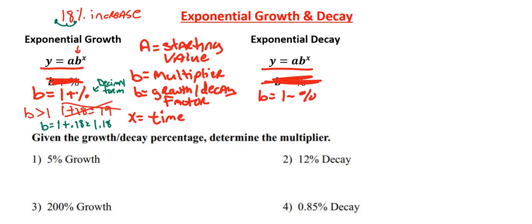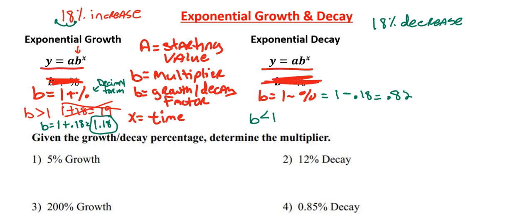But as long as the b value is greater than 1, that's how you know you're dealing with growth. If it's less than 1, that's when we know we're dealing with decay. And in that case, let's use the same 18%, but instead of increase, it'll say something like 18% decrease. And if it's a decrease, you're going to do the same thing. It's going to be 1 minus the percent in decimal form, and that's going to be 0.82. So b for this case would be 0.82.